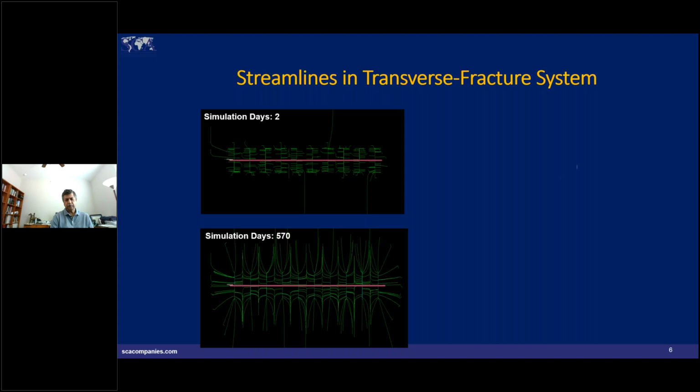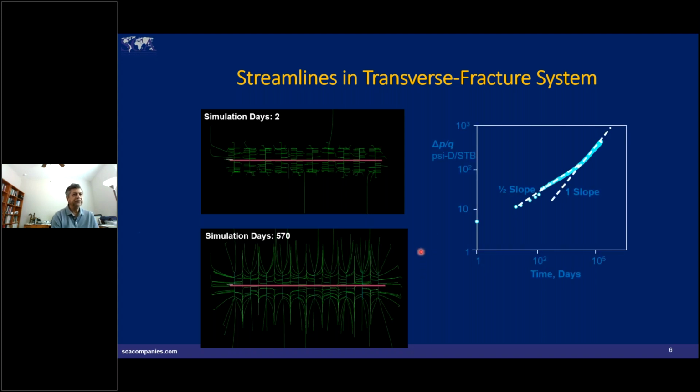Okay, to that end, if we use this sort of diagnostic plot as we do in conventional rate transient analysis, we can gain a lot of insights into what's going on. At the early time, we see the half slope line. That's a reflection of how the fluid is flowing into the fracture, into one stage of the fracture. So that will create the half slope line.